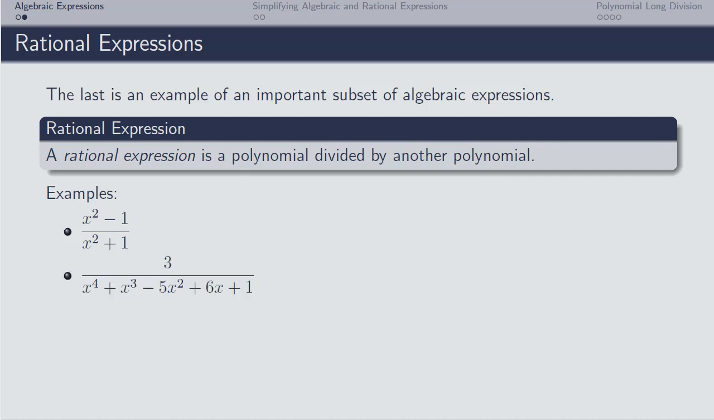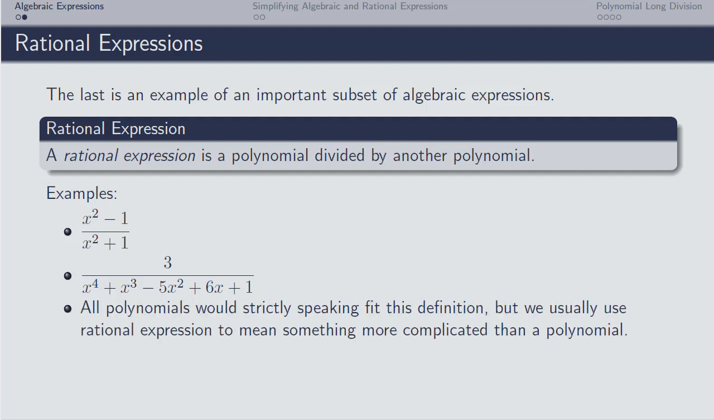3 divided by x to the 4th plus x cubed minus 5x squared plus 6x plus 1. 3 would be a 0th degree polynomial, so this would be a rational expression. And then all polynomials would, strictly speaking, fit this definition, because the bottom, you could think of it as a polynomial divided by 1. But strictly speaking, yes, they would fit this definition, but we rarely include that. If I say something is a rational expression, I'm using it to distinguish it from polynomial expressions.